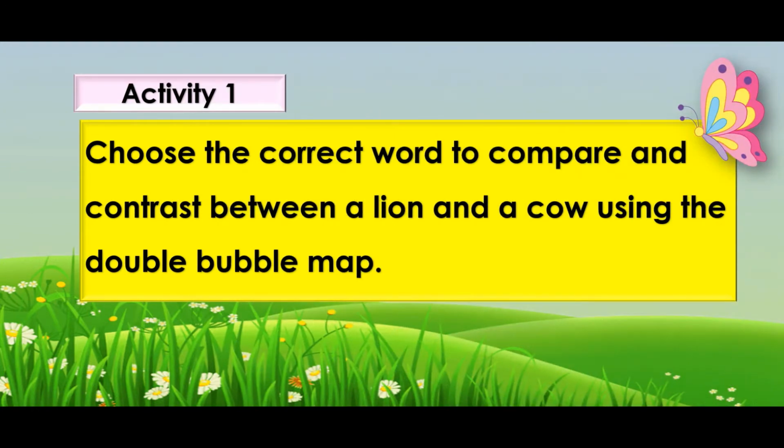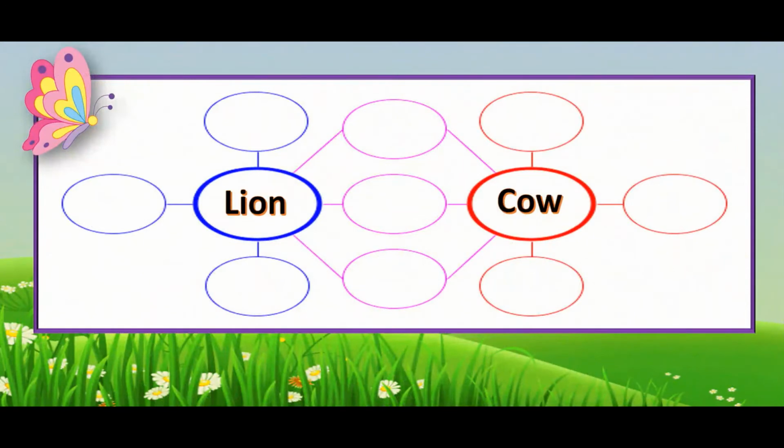Activity 1. Choose the correct word to compare and contrast between a lion and a cow using the double bubble map. Similarities. Both the lion and the cow are animals. Differences. A lion is a carnivore. In contrast, a cow is a herbivore.